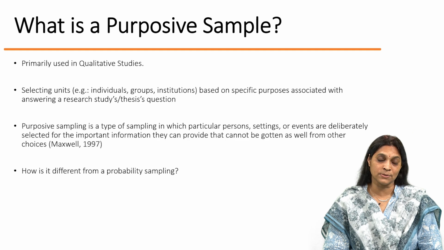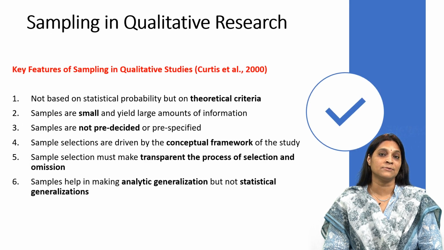Which brings us to the next question: how is a purposive sample different from probability sampling? In order to answer this question, I will take you to sampling in qualitative research. How do we exactly do sampling in qualitative studies, and what are the key features of sampling in qualitative studies as pointed out by Curtis and colleagues in 2000? There are 6 major features which will also tell you the difference of qualitative sampling from quantitative sampling.